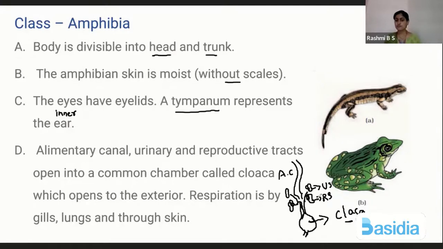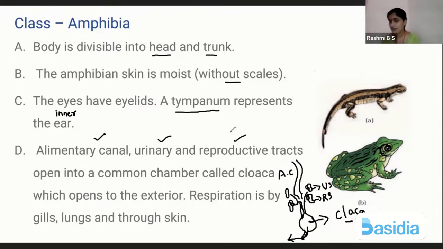That means if undigested food is going out from the alimentary canal as feces, it comes out through the cloaca only. If urine is coming out, then it also comes out through the cloaca. If the frog is releasing sperm, if the frog is releasing egg, if the frog is releasing something from its reproductive system, then it is also through the cloaca only. So cloaca is a very important structure into which the alimentary canal, urinary system, and reproductive tracts open.